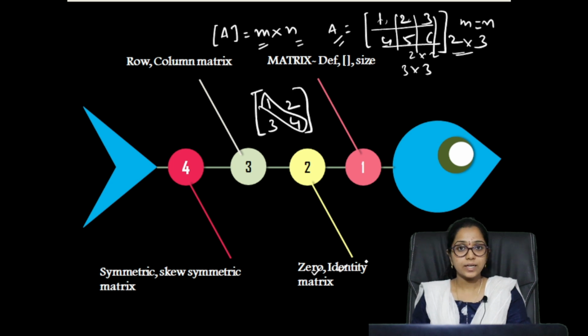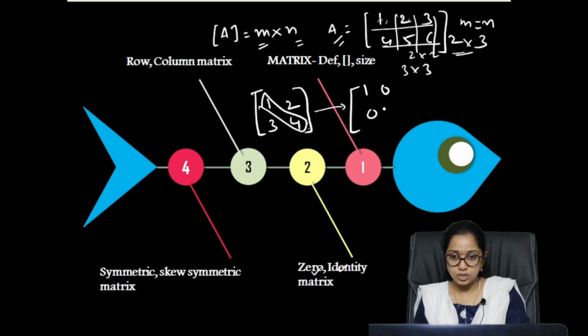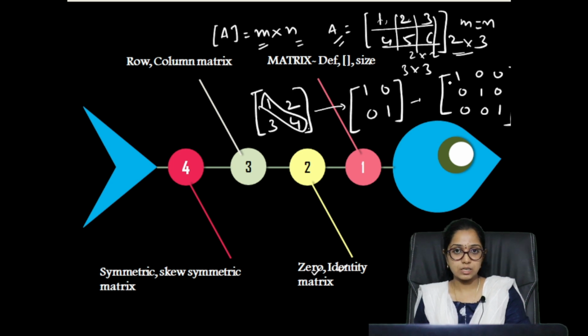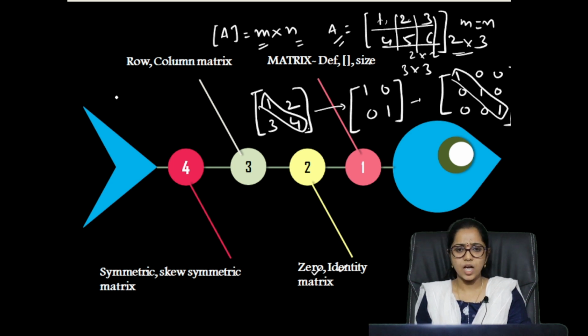Coming to the identity matrix: if the principal diagonal elements are 1 and the rest of the elements are 0, then it is an identity matrix. That is, 1 0 0 1. Is that clear? If we want it as a 3 by 3 matrix, then it is 1 0 0, 0 1 0, 0 0 1. This is a 3 by 3 matrix where the principal diagonal elements are all 1. I hope that is clear.